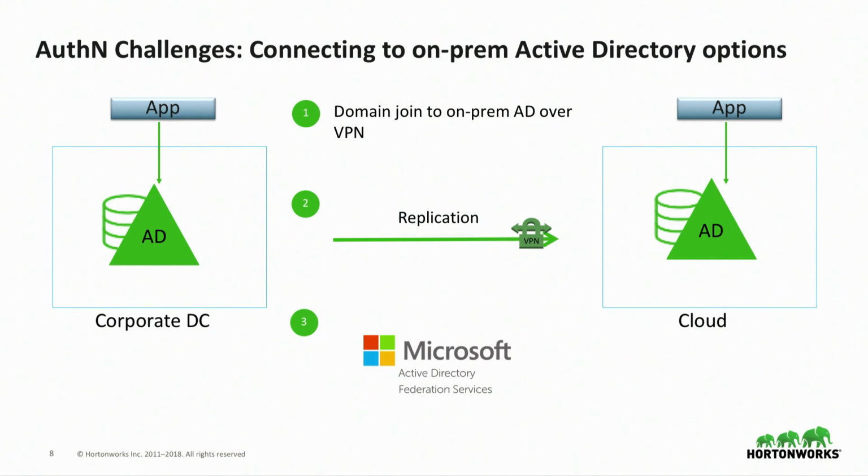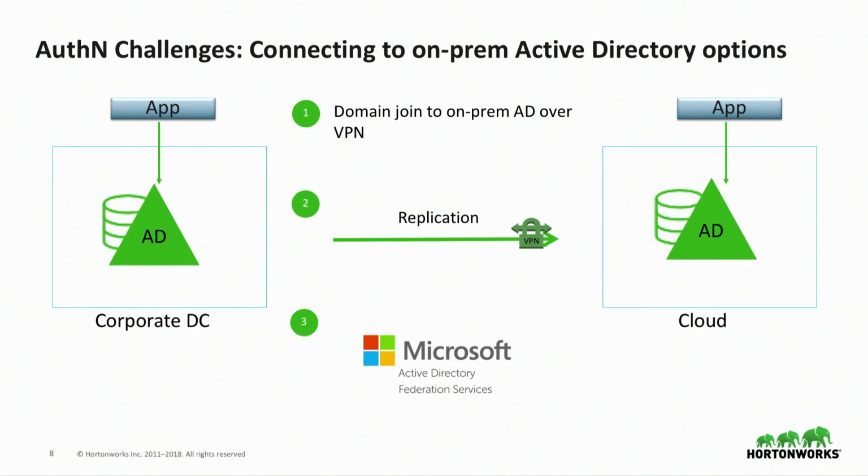All right? The second option is essentially replication. So what's done here is you bring up an AD instance in the cloud, maybe on a Windows VM or something like that. And you replicate your AD from on-prem to the cloud. The problem with this is you have to manage 2 identity stores. And there are some security implications also that you need to be mindful of.